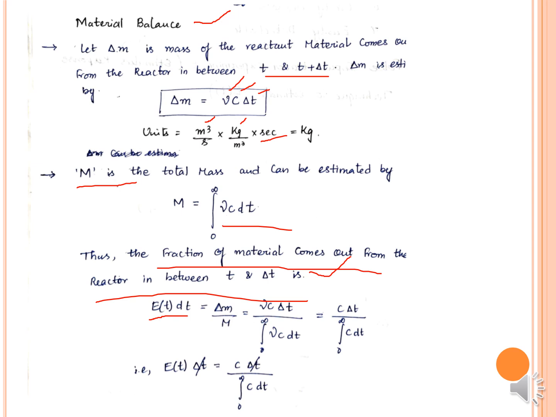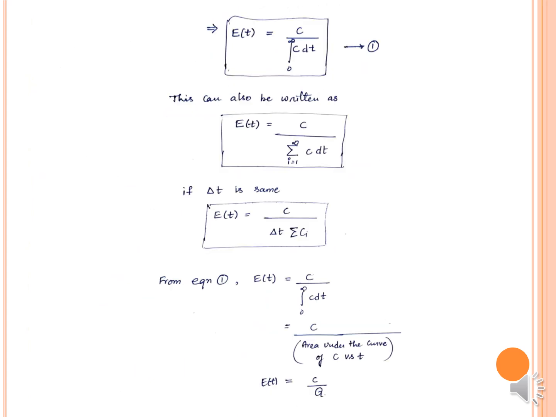If I have nu C delta t by the integral from 0 to infinity of nu C dt, as nu is constant, it cancels, leaving C delta t by the integral from 0 to infinity of C dt. This delta t is cancelled. E of t can be calculated as, very very important, C by the integral from 0 to infinity of C dt. This definitely will be asked in examination problems, based on the construction of the E curve. The E curve can be constructed by finding the different C values and dividing by the area under the curve of C versus t. E of t is C by the integral from 0 to infinity of C dt.